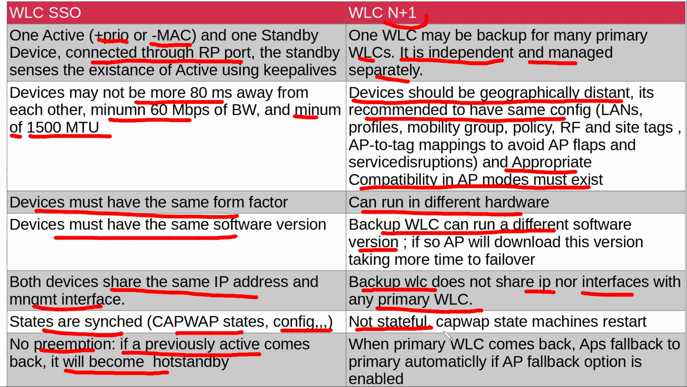That means that, for instance, the CAPWAP state machines will restart in the case of a failover, and when the primary wireless LAN controller comes back, the access points will fall back to the primary automatically if the AP fallback option is enabled. That's it.